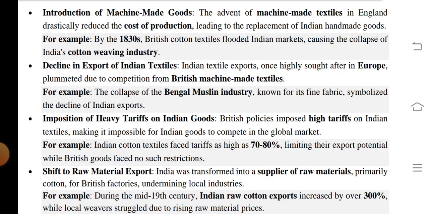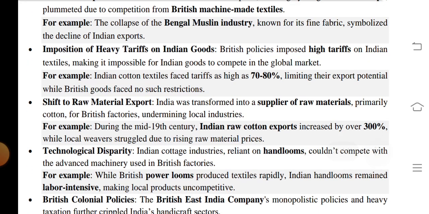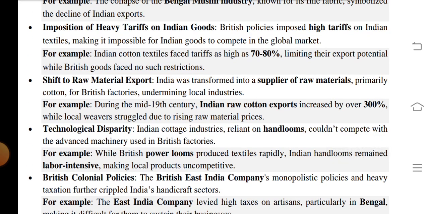For example, from 1813 onwards, cotton textiles flooded the Indian market, causing the collapse of Indian cottage weaving industries. Exports of Indian textiles, once highly sought after in Europe, plummeted due to competition from British machine-made textiles. For example, the collapse of the Bengal muslin industry, famous for its fine fabric, symbolizes the decline of Indian exports.